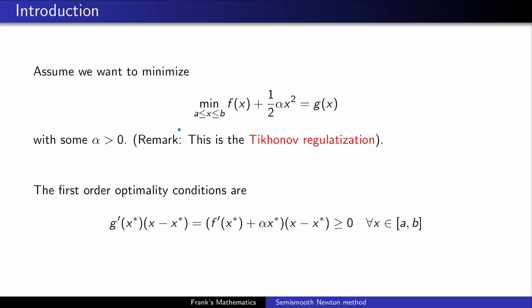For now, let's assume we want to minimize this function, which is called g of x. If we want to minimize g of x, we can apply our first order optimality condition, which we just established, which reads as g prime of x star times x minus x star must be greater or equal to 0 for all x lying in the interval from a to b. However, we can compute g prime. g prime is just f prime plus alpha x. So there's nothing spectacular about this. And in the following, we will take a closer look at the variational inequality you can see here, and you will see that we get super nice results.